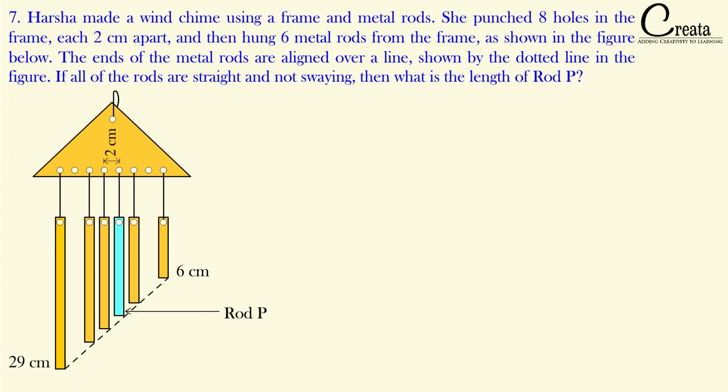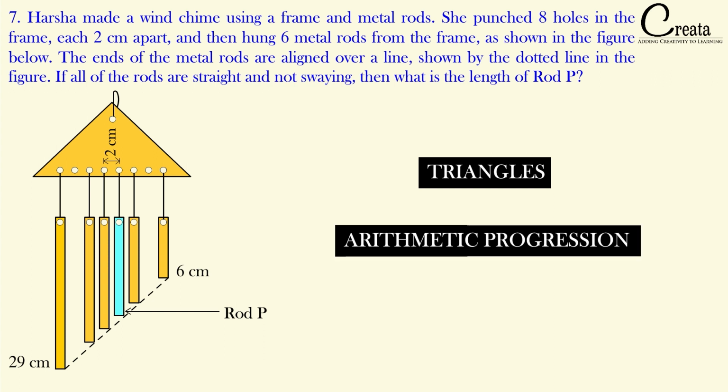Okay. So here we have a total of 8 holes: 1, 2, 3, 4, 5, 6, 7, 8. The distance between these holes is 2 cm. We can approach this question in two ways. Both ways are very simple. We will take them one by one. The first approach uses triangles. The second approach uses arithmetic progression, AP. Let's take them one by one.